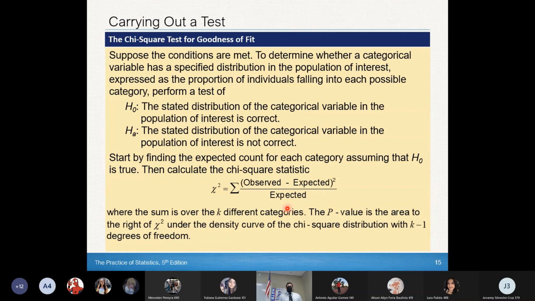Start by finding the expected count for each category, assuming that the null hypothesis is true, then calculate the chi-squared statistic. Right. And this chi-squared equals the sum of the observed minus the expected squared divided by the expected, where the sum is over the k different categories. And again, k is just a placeholder variable for whatever number of categories we have in our data. The p-value is the area to the right of chi-squared under the density curve of the chi-squared distribution with k minus 1 degrees of freedom. So this is our chi-square test for goodness of fit.